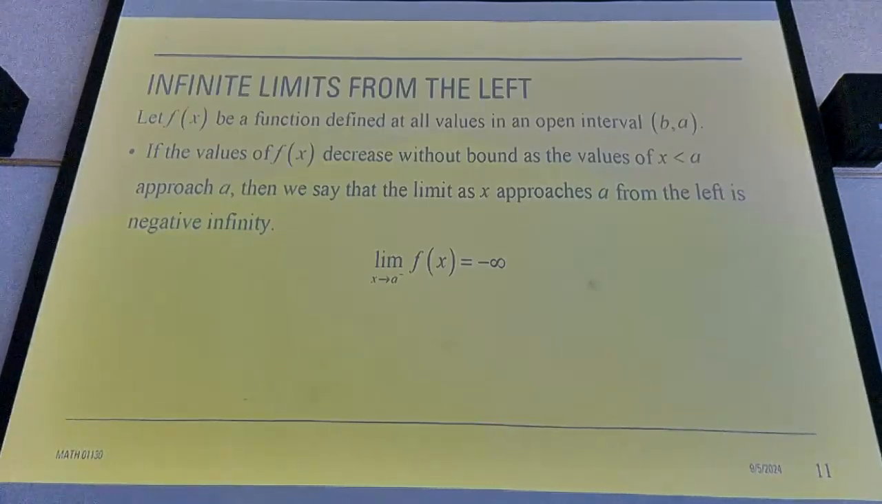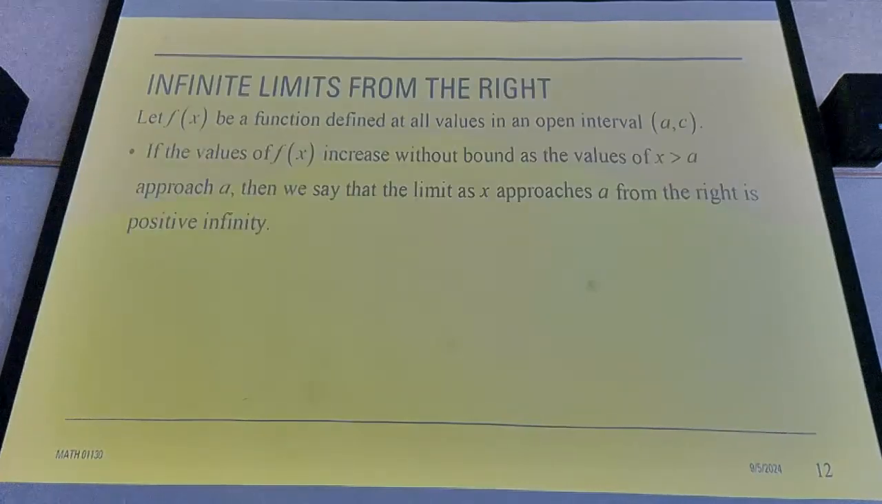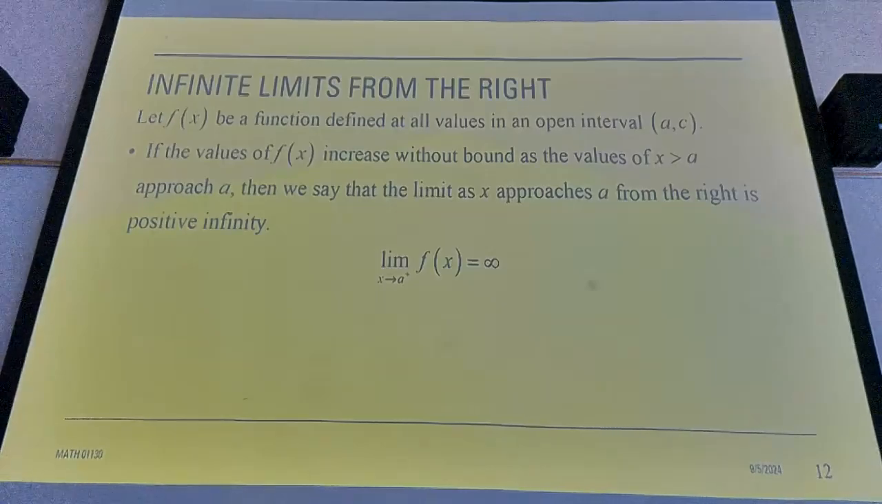And you have similar definitions for limits from the right. All right, increases without bound as we approach a from the right. We say it's positive infinity. Decreases without bound as we approach a from the right. We say the limit is negative infinity.